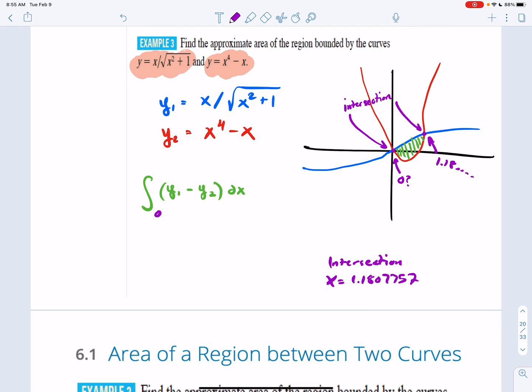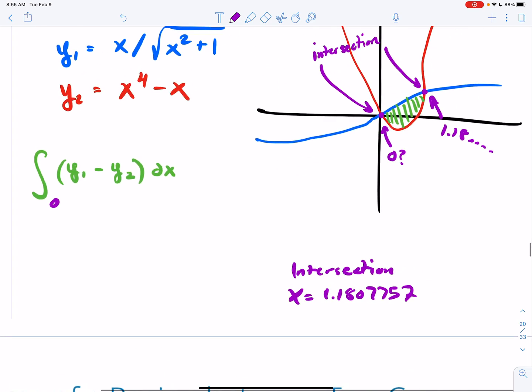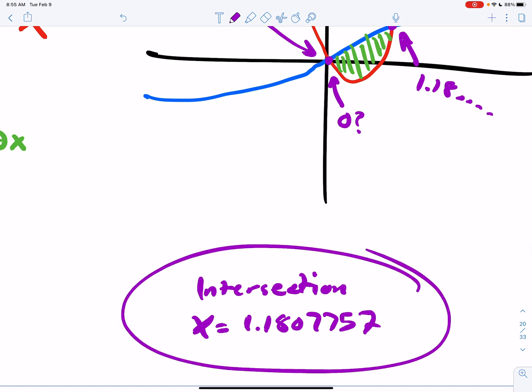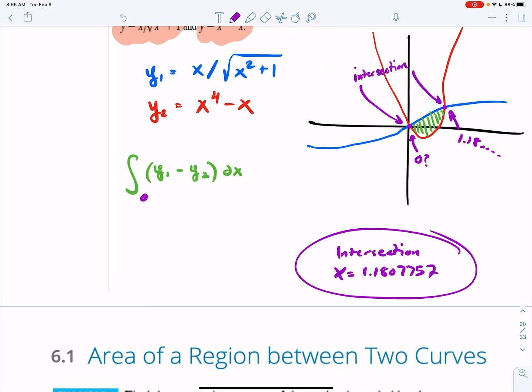Here's the thing. We cannot round this answer because it's not the final answer, and if we round too early, we're going to screw up the final answer. So we have to type in 1.1807757 here. Or if only there was like a copy paste function, right?